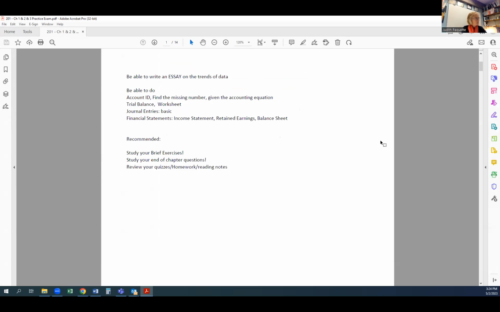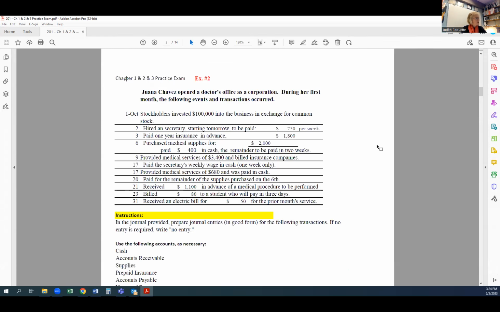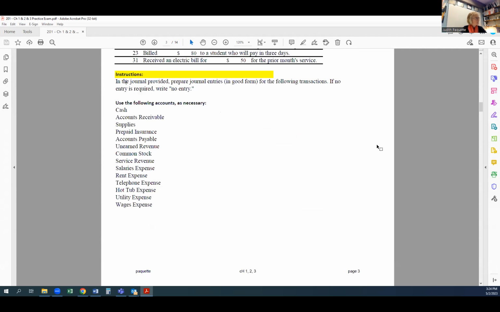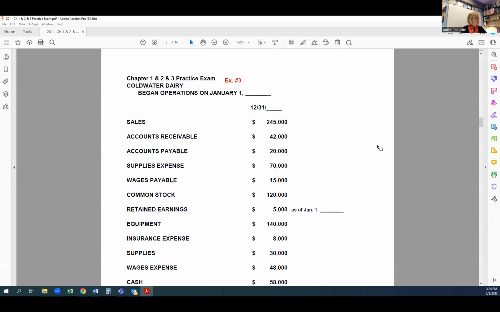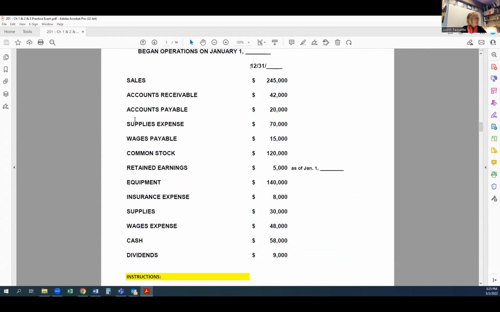And then I do want to talk about the essay. Any concerns on the practice exam? Anything that was confusing to you? So like I said, it's okay to abbreviate some of the account titles, but don't make them so short that I don't know what they are. Be sure to write expense after the accounts that say expense. Don't just write supplies.